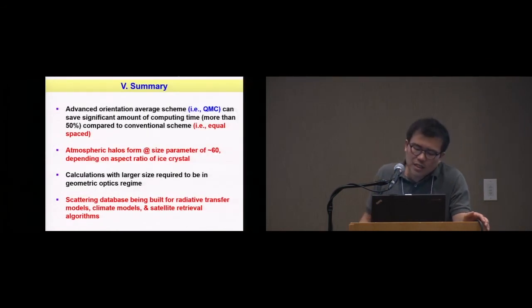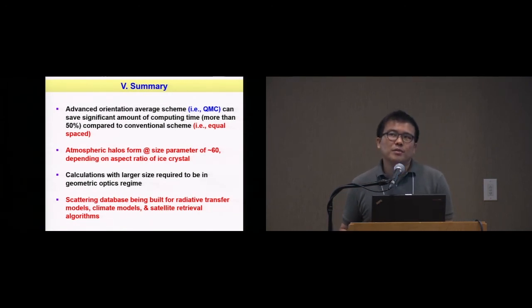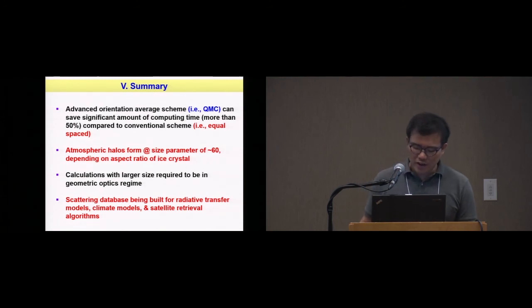Okay, this is my summary. QMC can save more than 50 times the computing time. And the atmospheric halo forms at a size parameter of around 60 micrometers, depending on the aspect ratio of the ice crystals. However, we need larger simulations. And we are building a scattering database, which is very important and very fundamental, and it has lots of implications.